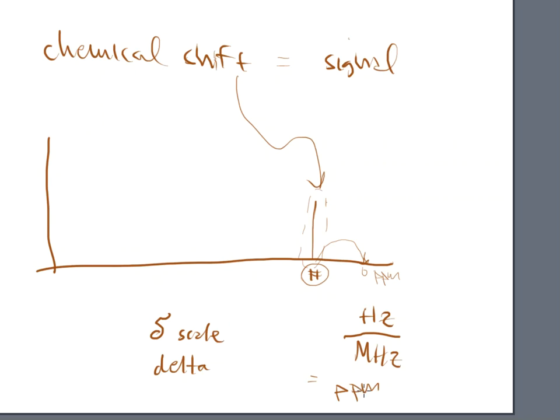Mega, look at how many zeros there are. So that is 1 hertz for every megahertz. And that, in other definitions, is also called parts per million. All right. So this is how far it is from the TMS signal, and this is what we would call the operating frequency of the actual instrument, of the NMR machine.